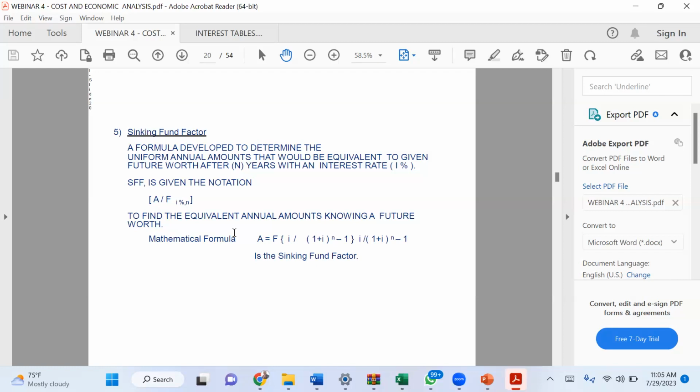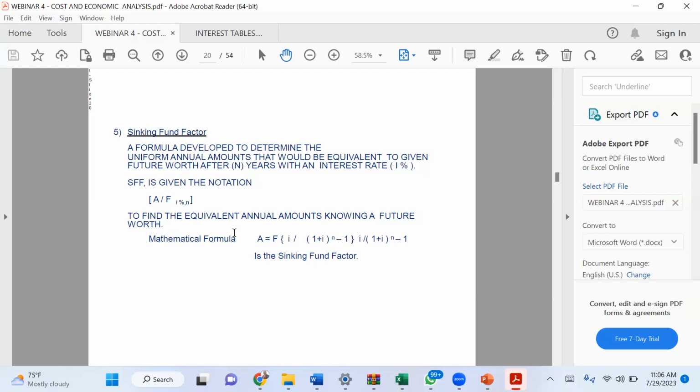A, an equal series amount of money that every year or every month I walk into the bank, I will deposit, and be doing so every month like a contribution, so that in the future, F, it will amount to a certain amount of money. That's what we call sinking fund.